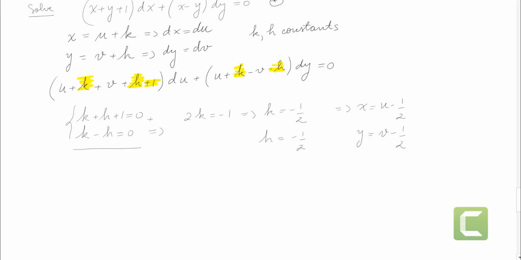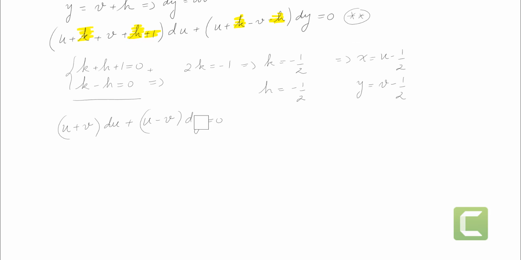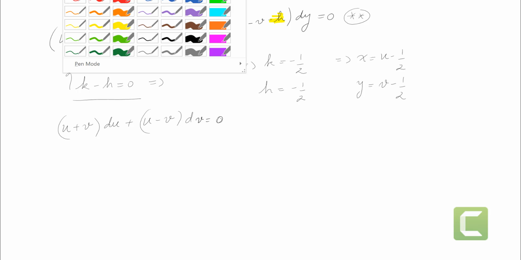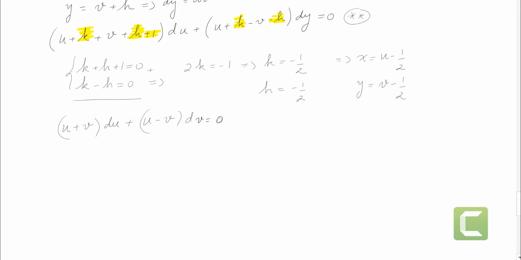So now, if we replace h with k in the second star, in this equation here, we are going to get (u + v) du + (u − v) dv equals 0. Oh sorry, not dy, dv. So now, I'm trying to write a little bit darker.